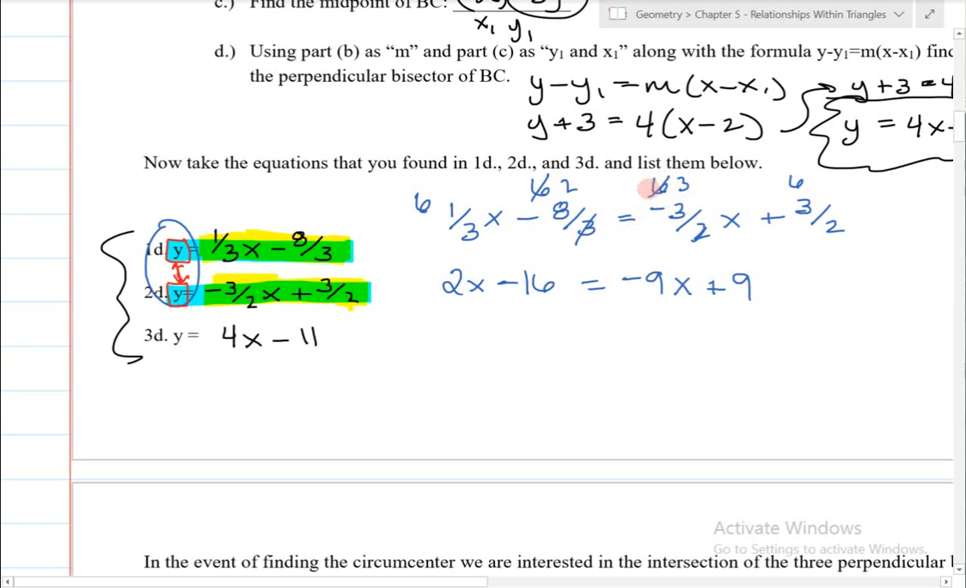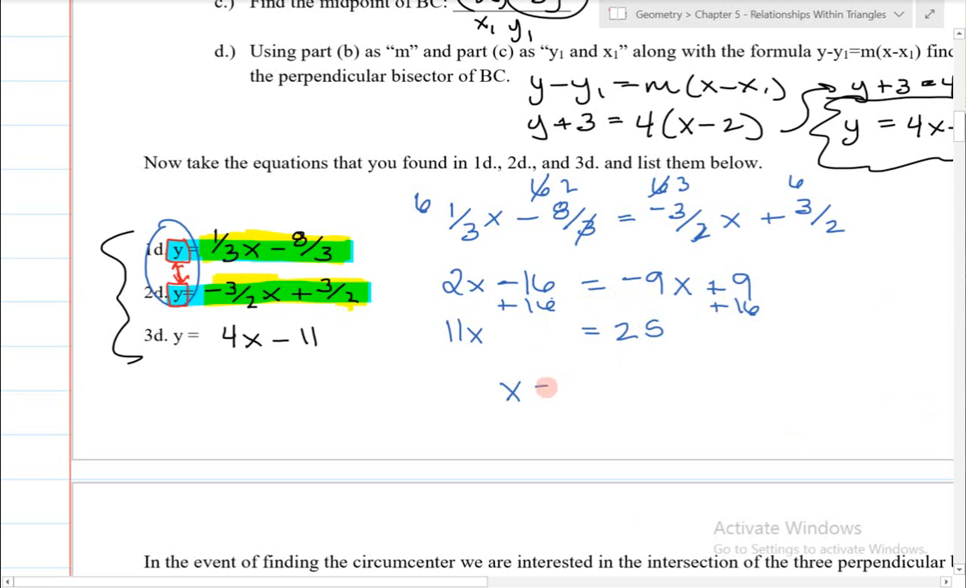Ultimately, what we find out algebraically is that as long as you multiplied everything by 6, this thing still is identical to this thing. Okay? So now can I solve for x? I'm going to add 9x to both sides, and I'm going to add 16 to both sides. So it gives me 11x equals 25.